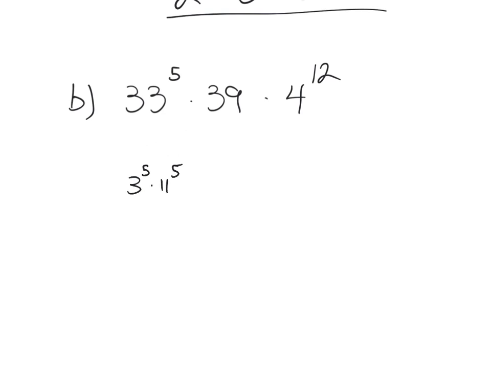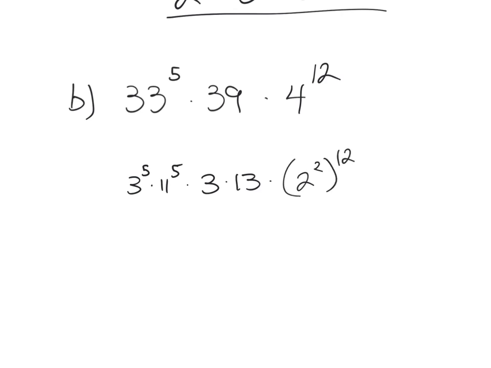Likewise, with 39, let's split it up into its prime factorization. It is also divisible by 3. 3 times 13, and 13 is also prime. So that's the prime factorization there. And then 4 to the 12th, but 4 is 2 squared, right? So 2 squared to the 12th power.